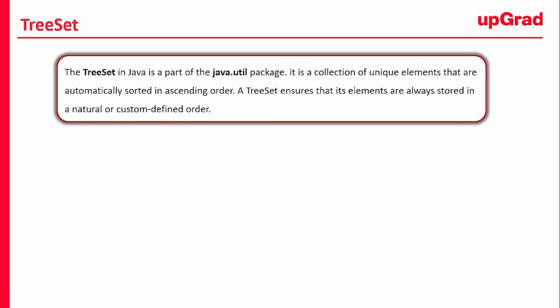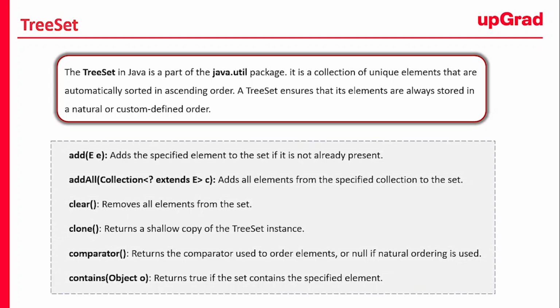TreeSet in Java is a part of the java.util package. It is a collection of unique elements that are automatically sorted in ascending order. Unlike HashSet or LinkedHashSet, which don't sort elements, a TreeSet ensures that its elements are always sorted in a natural or custom defined order. It provides methods to navigate through the set, such as finding elements lower, higher, ceiling, or floor relative to the given value.